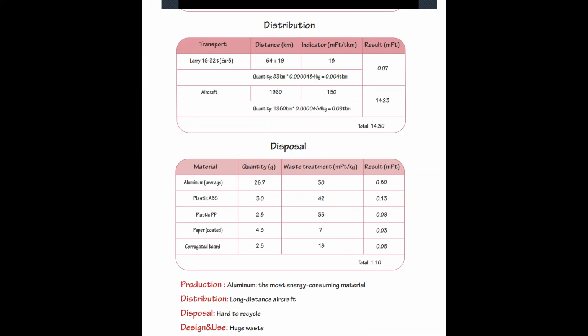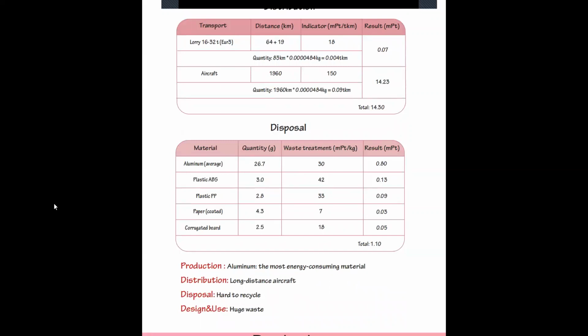Then is disposal. As mentioned before, aluminum and plastics ABS and PP are ideal for recycling. However, the plastic-based and paint-coated aluminum shell is hard to disassemble, so recycling is not a practical option. That's why here we only calculate the waste treatment. Also, plastics are not biodegradable. It takes them thousands of years to decompose.